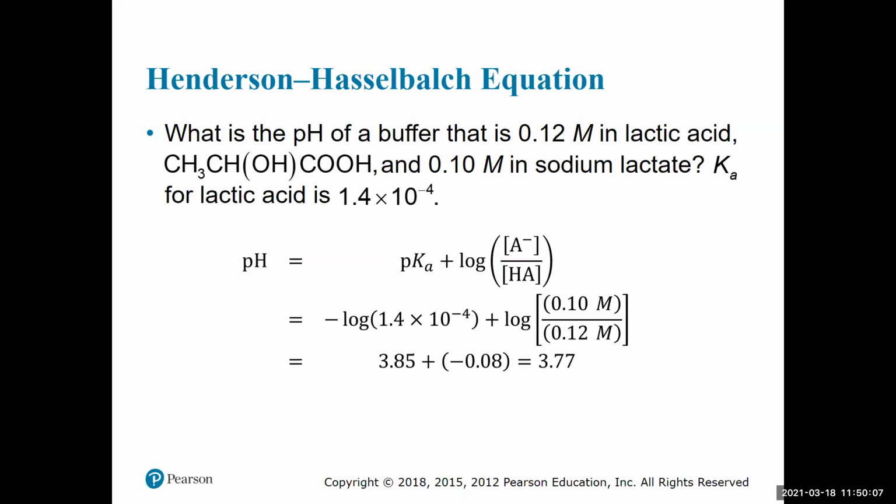Here's an example of this. We have lactic acid, 0.12 molar. We have 0.1 molar lactate. We have the Ka for lactic acid. We would go ahead and fill in the values for the Henderson-Hasselbalch equation. So we know the A minus concentration, that's 0.1. We know the HA concentration, that's 0.12. So we can do the log of that ratio. For pKa, we know that P function means minus the log of the Ka. So we have minus the log of the Ka value, which is 1.4 times 10 to the minus 4. We go ahead and do those calculations, and we get a value of 3.77. So remember, Henderson-Hasselbalch is the equation we use if we want to calculate the pH of a buffer solution.